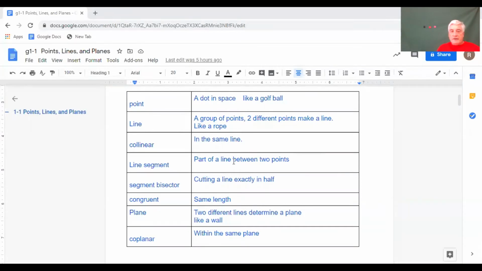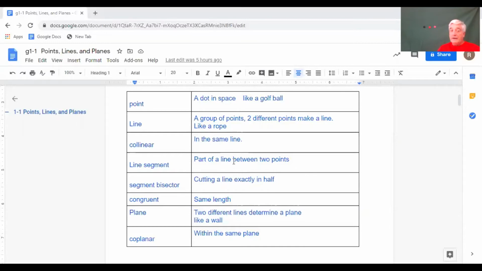A line segment is part of a line between 2 points. The segment bisector, we take a line and we cut it exactly in half. Think of a Twizzler. You bend it, you find the halfway, and you cut the Twizzler. Both halves are what we call congruent, same length. When I was younger and I wanted to cheat my little brother, I'd pretend to cut it in half, but I didn't. Mine was this long, his was a little bit shorter. That's non-congruent. They are not the same length.